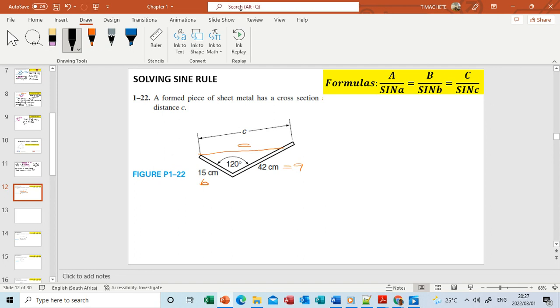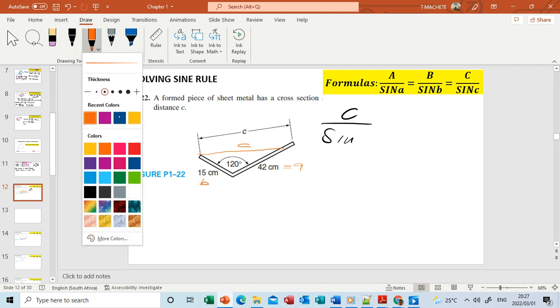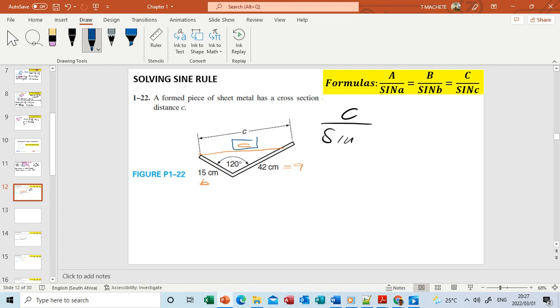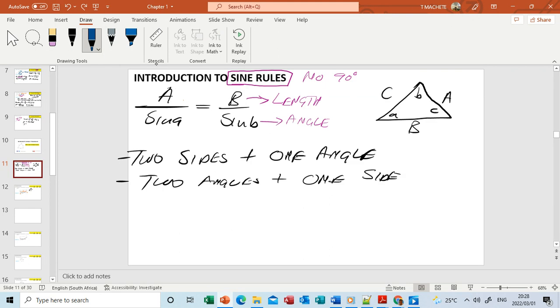Okay, so for this one, they say find C. You're going to write C on top, and over that C you must have that angle. Remember guys, I told you that if they say find this side, it must always have that opposite angle. That's the angle that you're going to use. It's very important. That's what I did here: if you want to find this side A, the opposite angle to that A must be given.